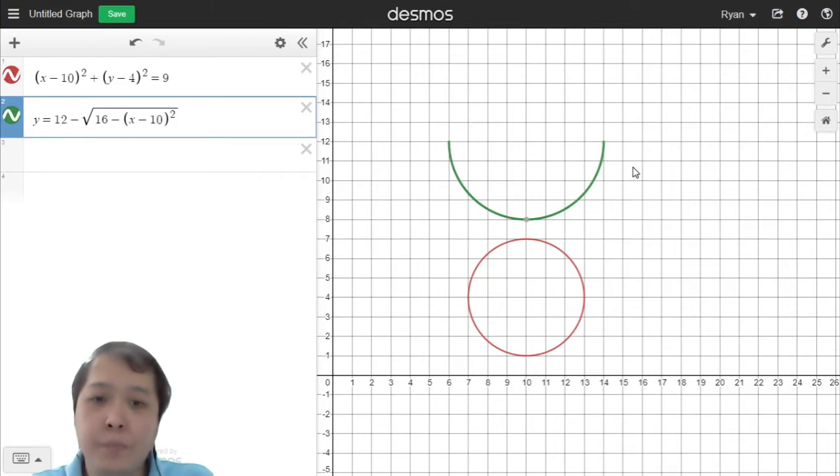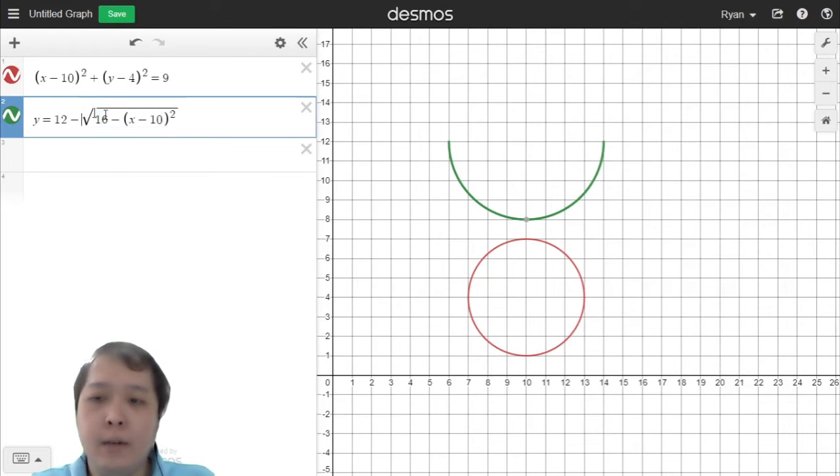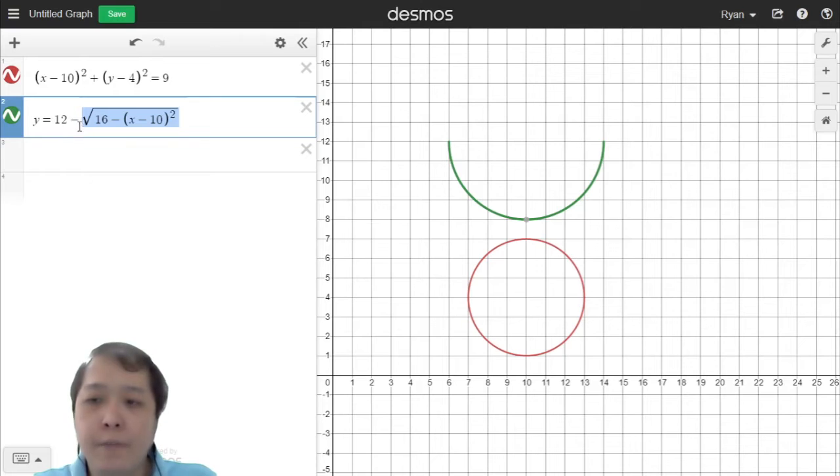Why is it only the bottom part? Quite simple. If we take a look carefully at the equation, remember that the square root of any number must be positive inside. It will never be negative. So whatever value is here will always be positive, and we have a negative sign here, so everything here must be negative. That's why it's only the bottom part.